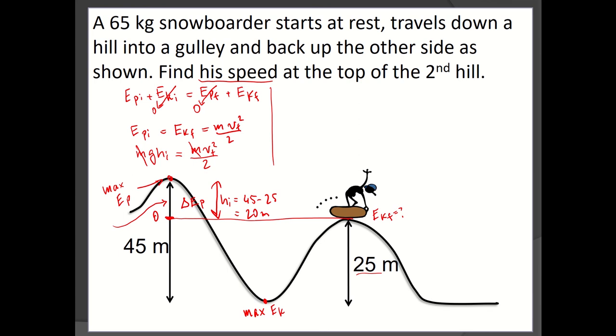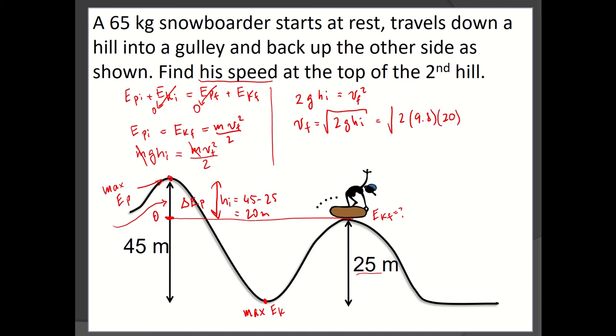So let's rearrange this for the final velocity, which means we're going to multiply both sides by 2. So we're going to get 2ghi equal to v final squared. Then take the square root. So our v final is going to equal the square root of 2ghi. And then plug in the numbers. So 2 times 9.8 times the initial height, which is going to be 20.